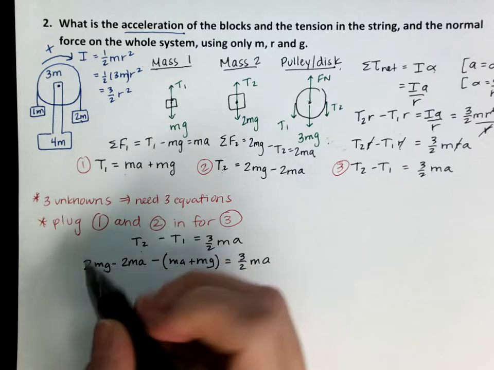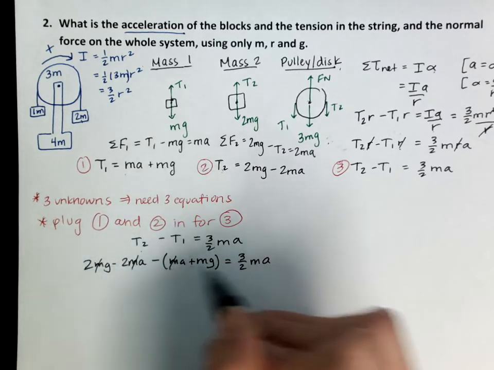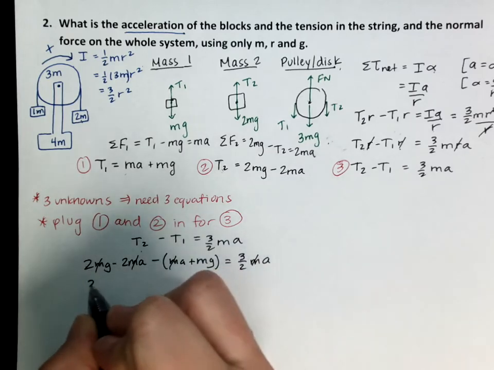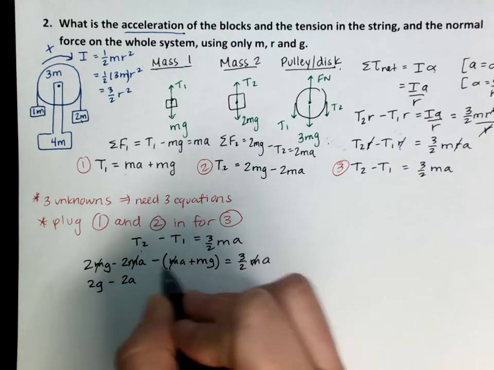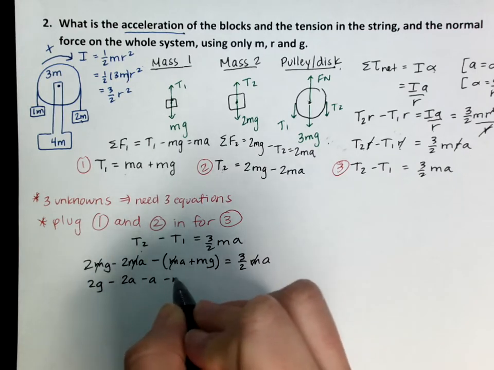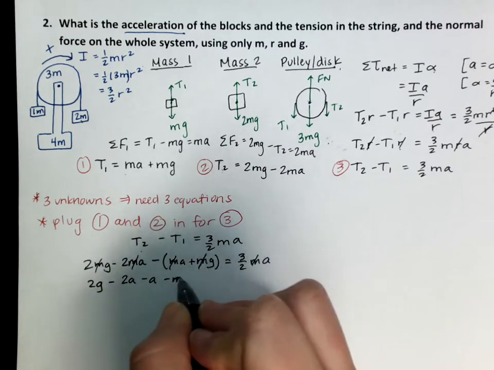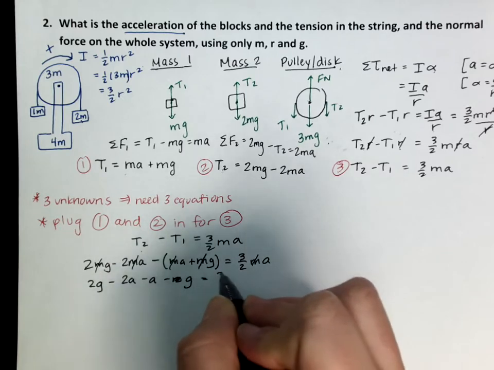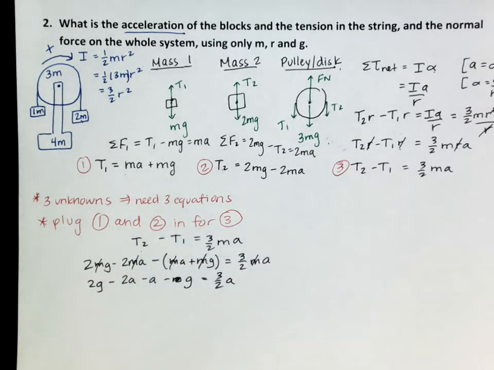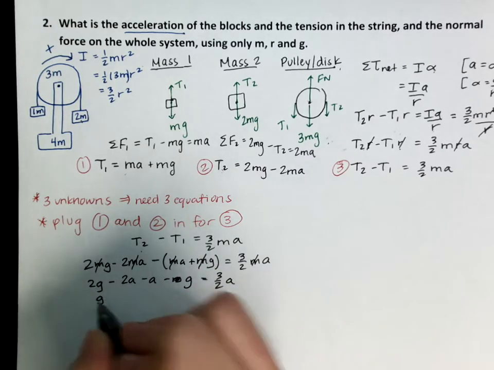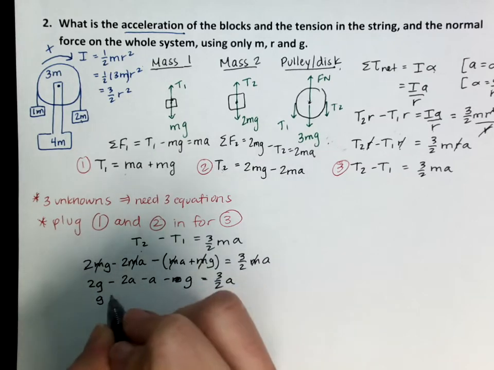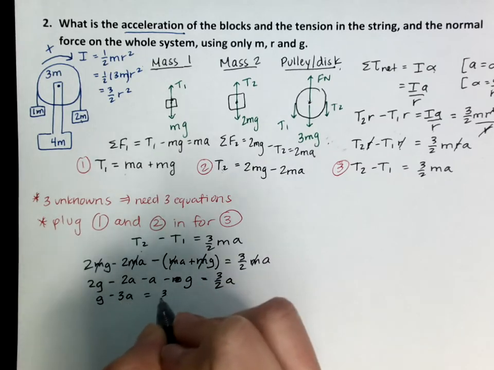You'll notice that m is in every factor, so we can go ahead and cancel that out. We're left with 2g minus 2a, and then this minus needs to be distributed to both factors, so minus a minus, oh, that m is canceled, minus g equals 3/2 a. Okay, so let's combine like terms. So 2g minus g is just 1g. Negative 2a minus a is negative 3a, which is equal to 3/2 a.